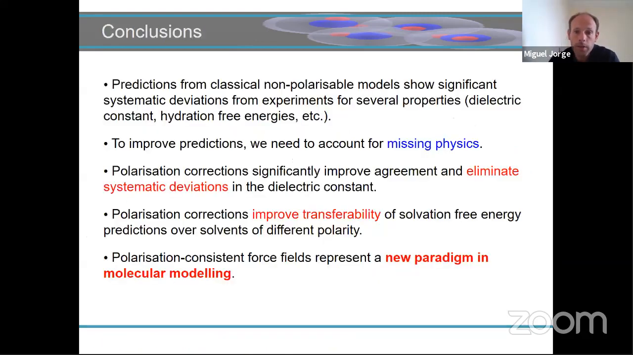So just to summarize, what we're trying to do is to keep the cheapness, if you will, or the expediency of fixed charge force fields, and try to improve predictions of dielectric constants, solvation free energies, other phase change properties, through applying simple polarization corrections that require essentially no computational effort whatsoever. And so we can remove systematic deviations and improve transferability. And so we're trying to now extend this approach, because what we think is that if we parameterize force fields from scratch using these kind of corrections, you will get much better results overall. Okay.